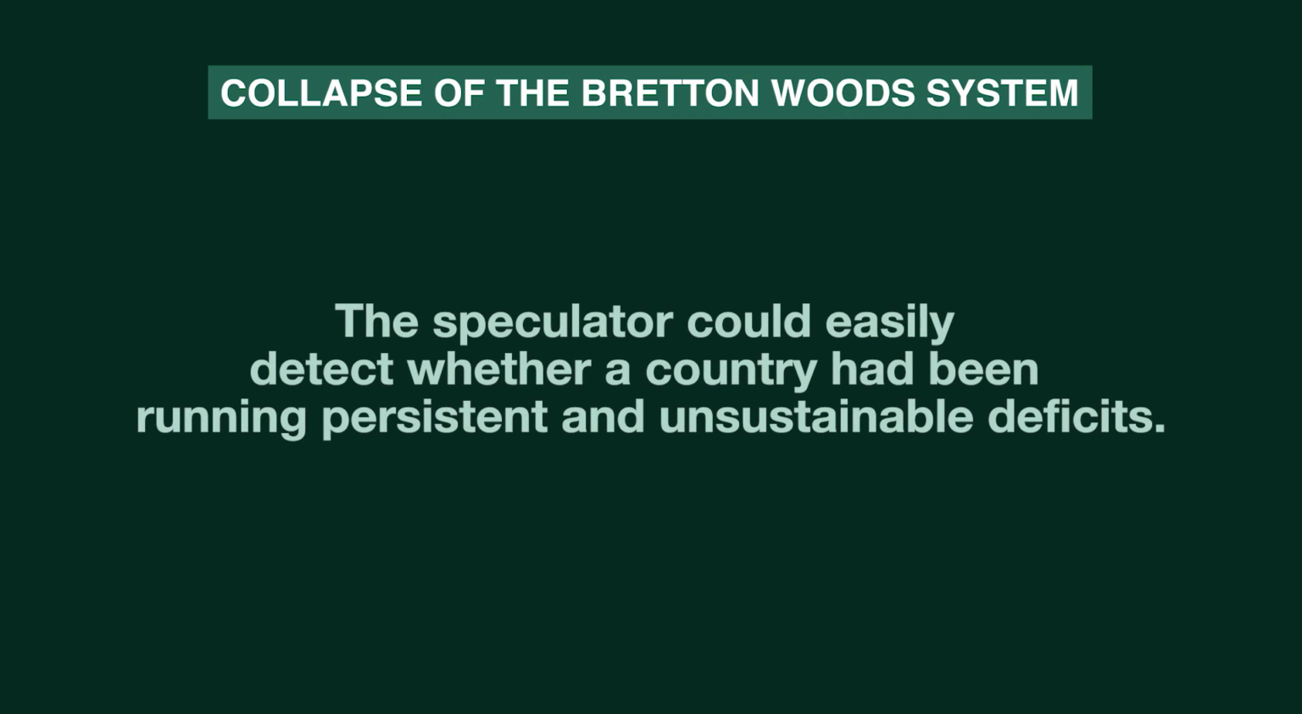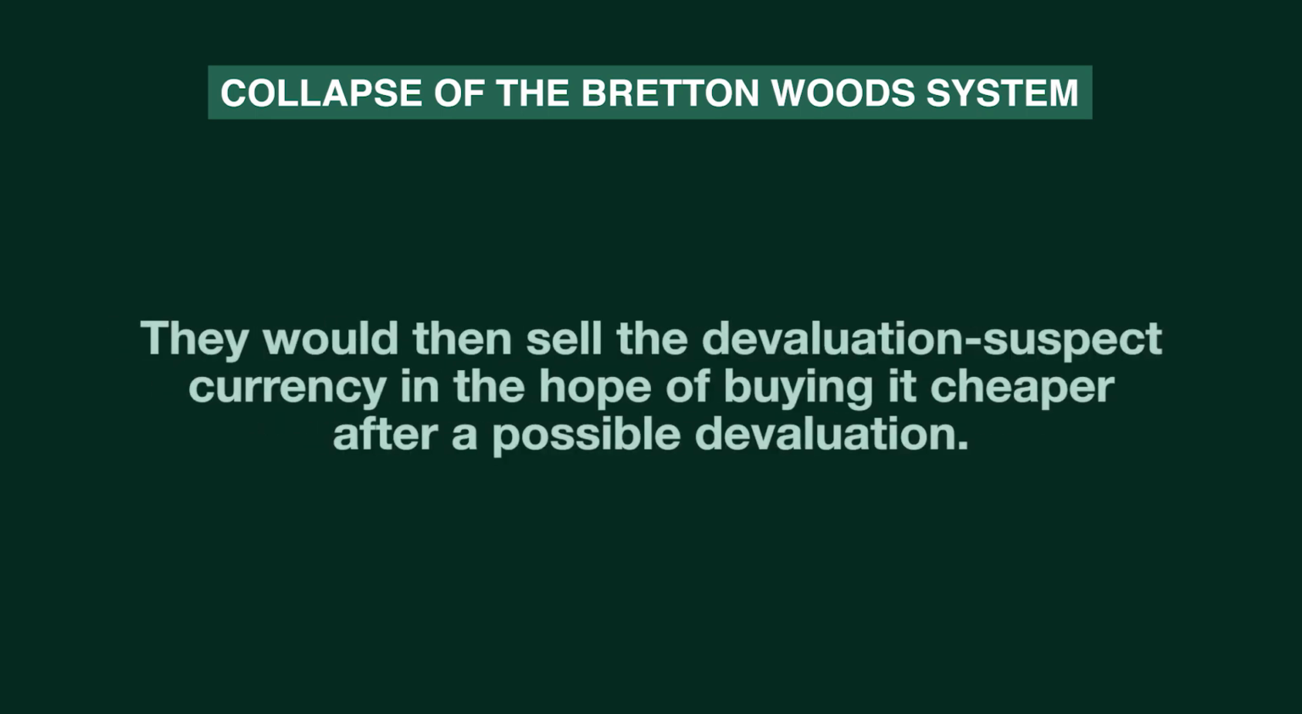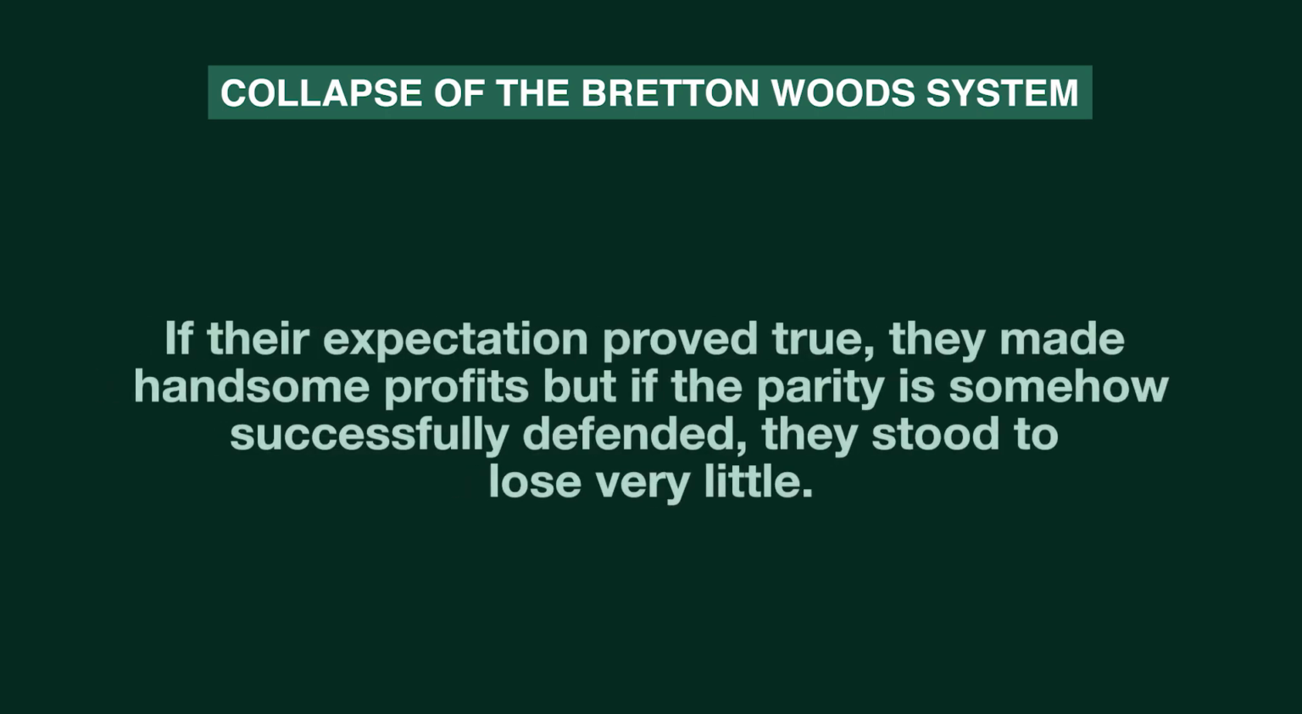The speculator could easily detect whether a country had been running persistent and unsustainable deficits. Seeking IMF approval for devaluation would further strengthen their perception about that particular currency and about the chances of possible devaluation, and they would then sell the suspect currency in the hope of buying it cheaper after a possible devaluation. If their expectation proved true, they made handsome profits. But if the parity was successfully defended, they stood to lose very little. Speculation was thus becoming just a one-way, one-sided gamble.